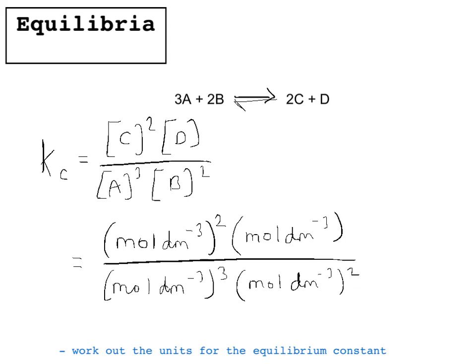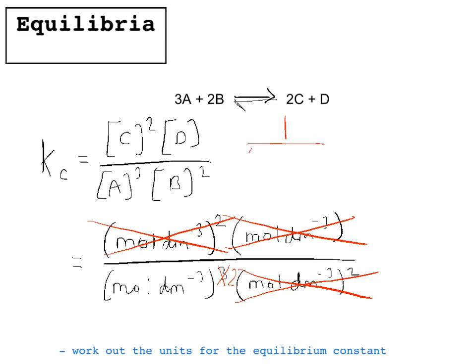Now the first thing we've got to do is cancel out the concentrations that cancel out. Here we've got moles per dm cubed squared, and we've got moles per dm cubed squared there, so those cancel out. Then this moles per dm cubed will cancel out with one of the ones on the bottom, so this 3 here will change to a 2. Therefore the units for this Kc expression will be 1 over moles per dm cubed squared, which, if you write it out, will be moles to the minus 2 dm to the 6.